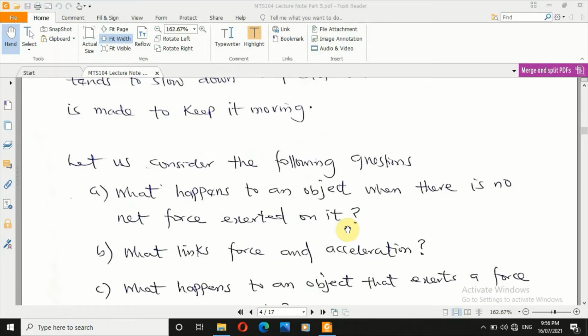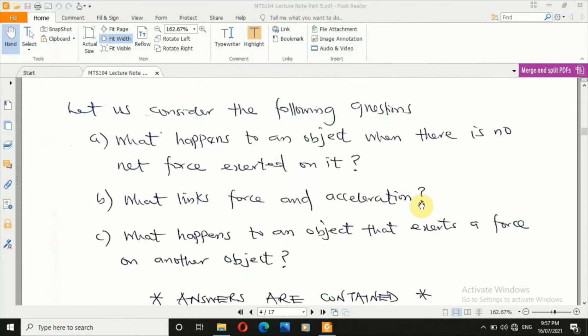Okay? Because we know that, according to inertia, what the law is saying is that the object will continue moving. And if there's a force on it, the object will continue moving. But when there's a force, the object will stop. This is actually what we want to discuss explicitly. So what links force and acceleration?